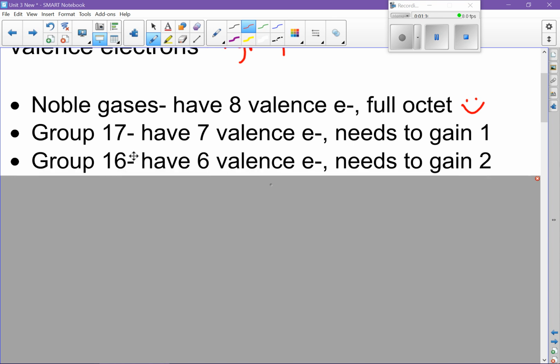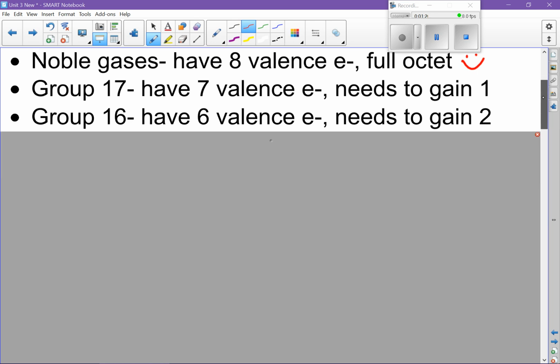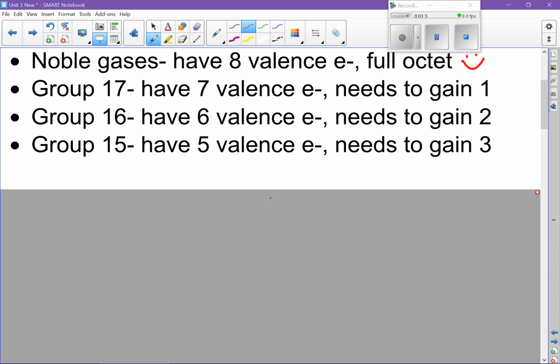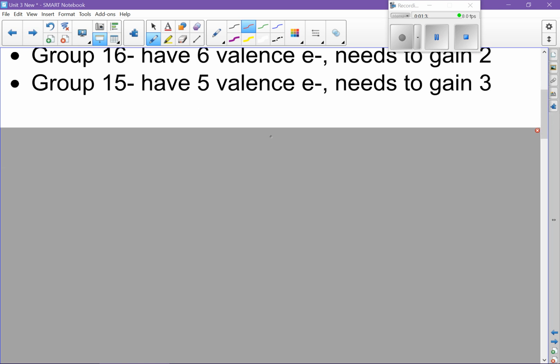Group 16 has 6 valence electrons. What they would need is they need to steal 2 electrons, and then 6 plus 2, that would give them their 8 valence electrons. If I keep going, group 15, they have 5 valence electrons, so they need to gain 3 to get their full octet. Okay? Group 14 is weird. We're going to skip that for a minute.